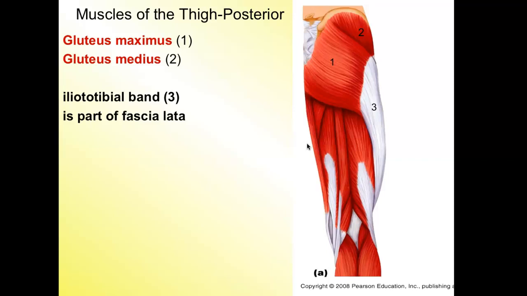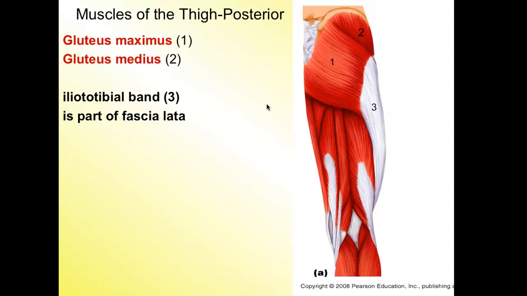We have extension and lateral rotation of the thigh. So extending your thigh is taking your leg and sort of pushing your thigh behind you, or if you are sitting down, your hip joint is going to be flexed, right? You have a small angle there, but when you stand up, you're using your gluteus maximus to extend the hip. So that's another way you can think about it.